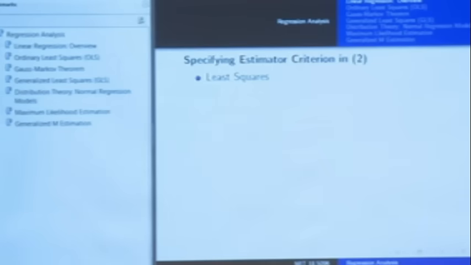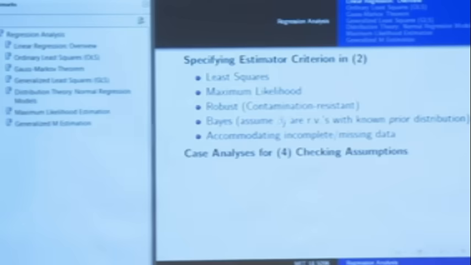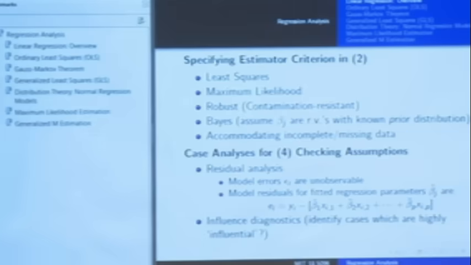And then there's specifying the estimator criterion. So how do we judge what's a good estimate of the regression parameters? Well, we're going to cover least squares, maximum likelihood, and robust methods, which are contamination resistant. Other methods exist that we will mention but not really get into in the lectures, such as Bayes methods and accommodating incomplete or missing data. And let's see, case analyses for checking assumptions, let me go through this.